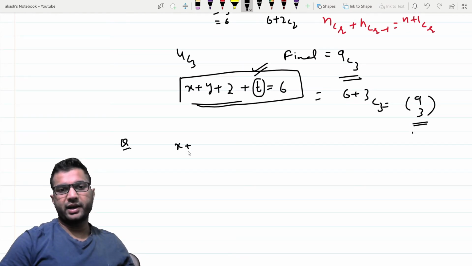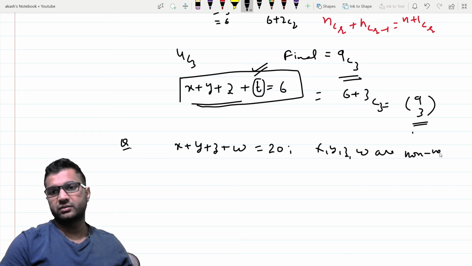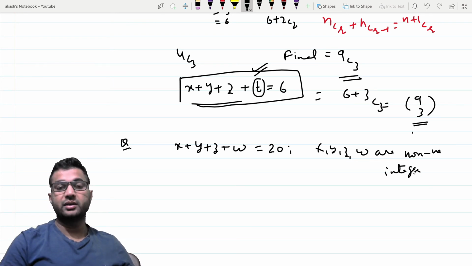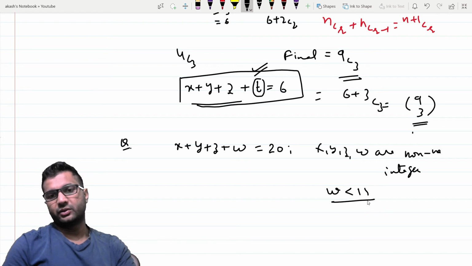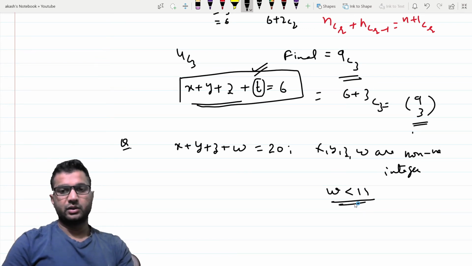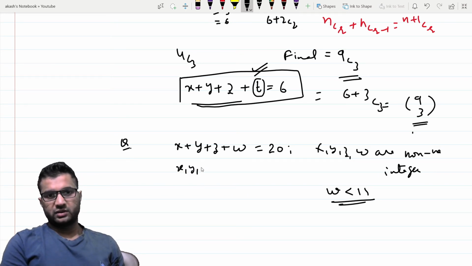So let's consider one more problem. Let's say I have x plus y plus z plus w is equal to 20, and I have a constraint that all these variables are non-negative integers. Okay, they can be assigned values like 0, 1, 2, 3, anything up to 20. And one more constraint, that this w must be lesser than 11. Okay, must be lesser than 11.